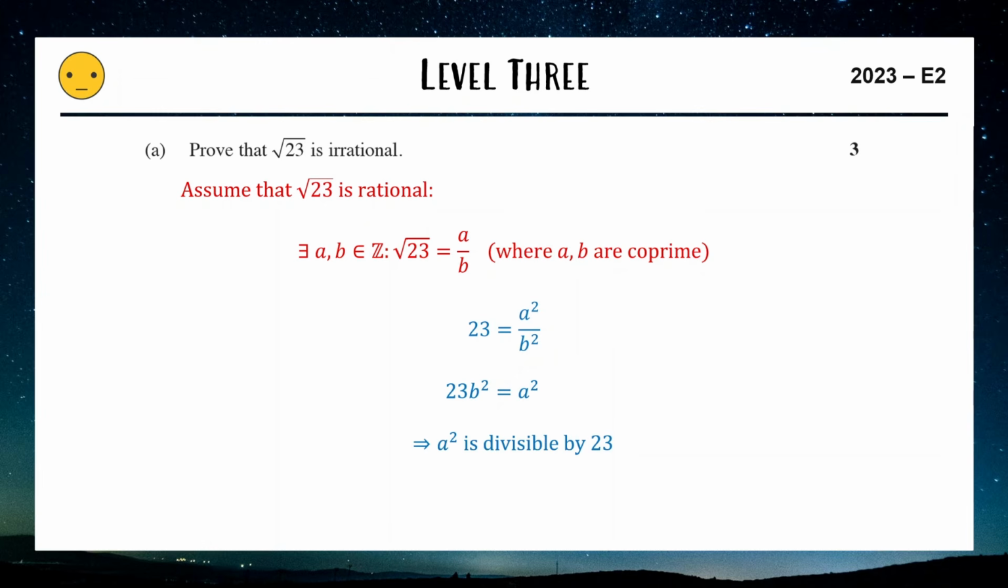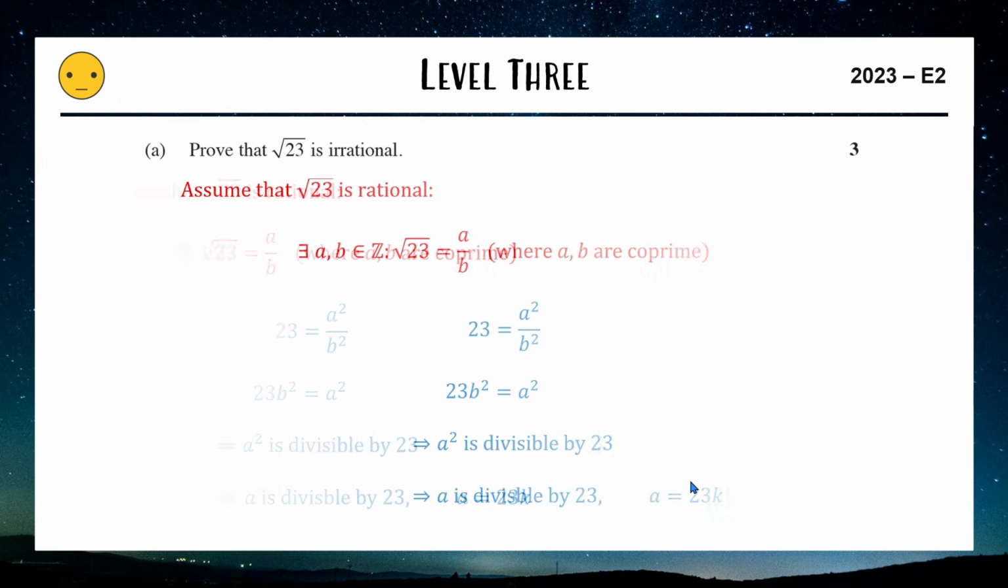Now, fun fact about square numbers: if a square number is divisible by a number, the square root, which in this case is a, is also going to be divisible by that number. So what I mean here is that if a squared is divisible by 23, it tells me that a is also divisible by 23. And the way we're going to write that is we're going to say a is equal to 23k, and that k is just an element of the integers, just like a and b. So a squared divisible by 23 gives us a divisible by 23, which lets us write a like this.